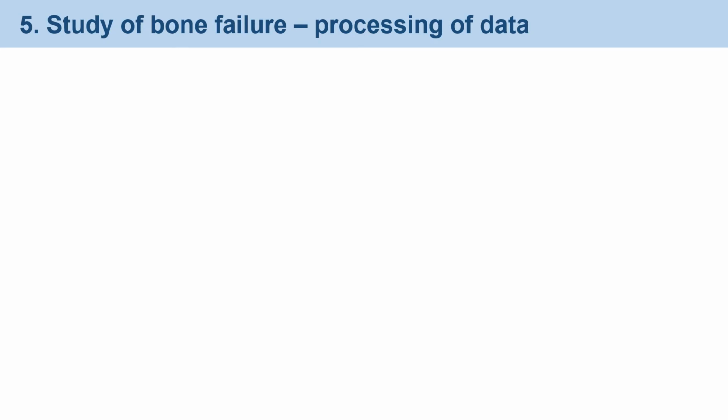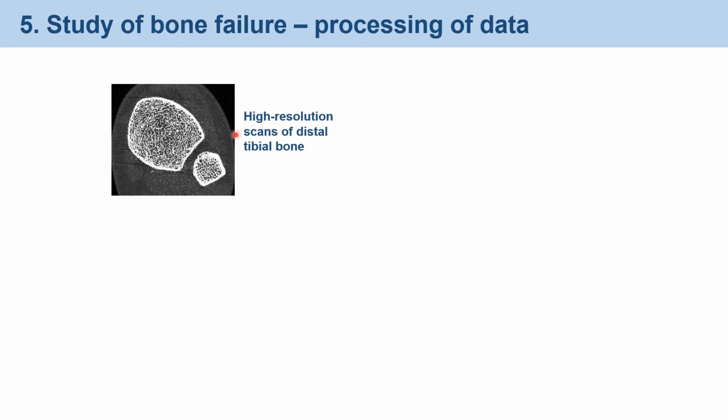And as you already have basic knowledge of structure and mechanical properties of trabecular bone, let's now move to our study of trabecular bone failure, and first of all talk about processing of data in this study. Initially we had a set of high-resolution CT scans of distal tibial bone. And for you to understand the location of the distal tibia, if you imagine a human skeleton, the distal tibia is located in the lower part of the lower limb.